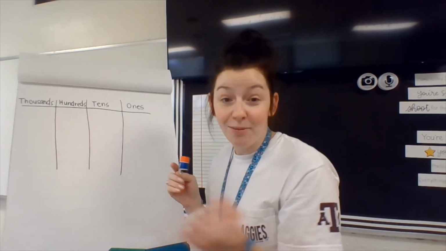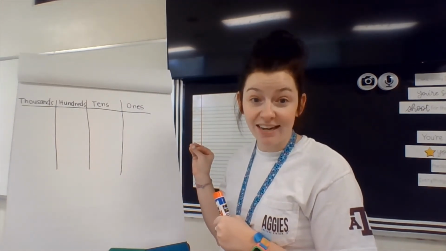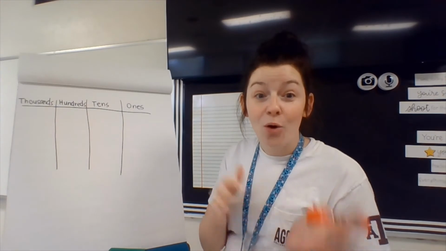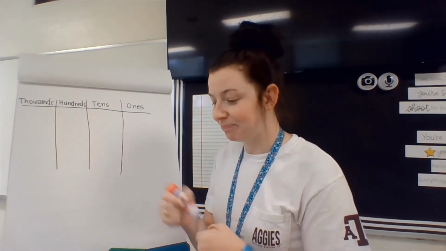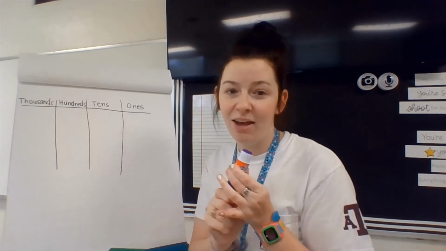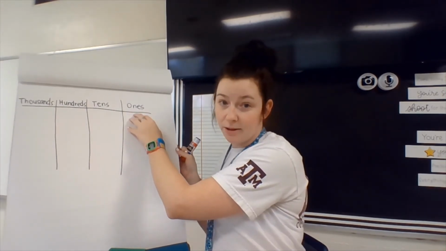Now, I'm going to build a number. We're going to talk about it, and I will show you how to write the number at the end. And then we will do one more together, and then you'll get to practice in Seesaw. Got it? Now, I have my glue stick here. And since we always start in the smallest value, we're starting in our ones column.